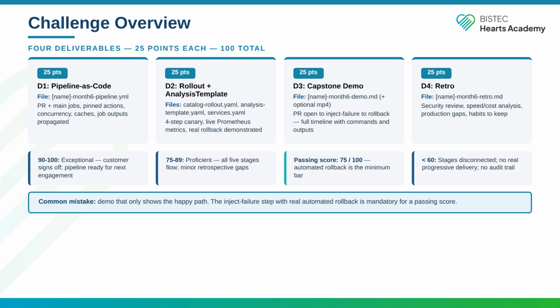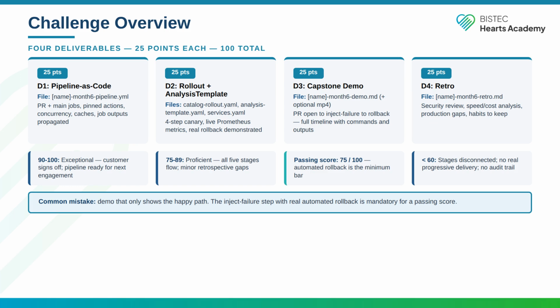Deliverable 2 is the Argo Rollouts manifests, the rollout resource, the analysis template, and the canary and stable services. The evaluator will trigger a deliberate failure and verify that automated rollback completes within 90 seconds of the first analysis failure, without any manual intervention.